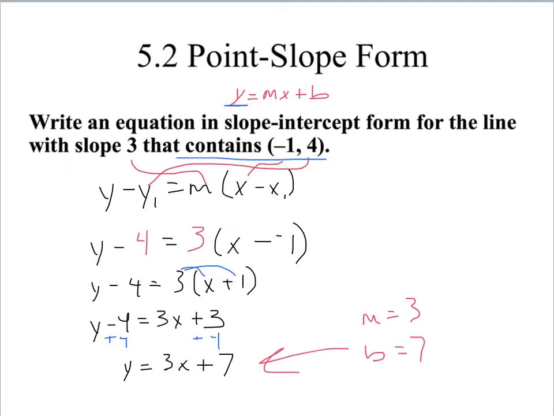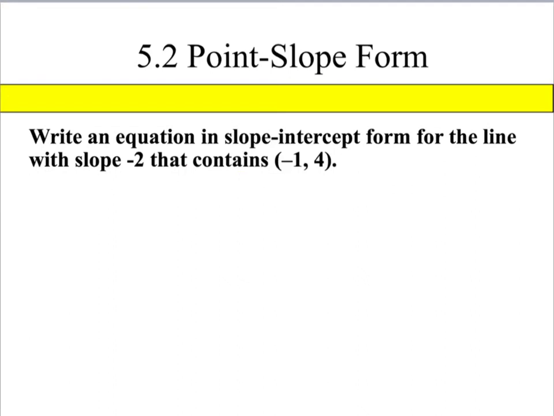Okay, now what I want you to do is try this next one using the exact same point. Plug it into point slope form, solve for y. Okay, so here it is, point slope form. It says write an equation in slope-intercept form for the line with a slope of negative 2 that contains negative 1, 4. So again, you're given a slope, you're given a point, put it into point slope form first, solve for y. Okay, pause now.